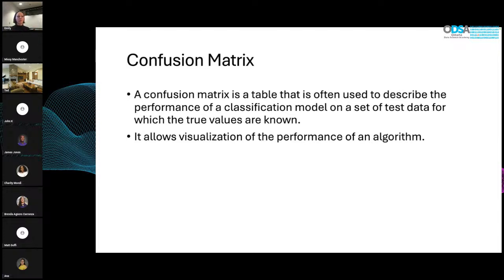So you can't create a confusion matrix if you don't have ground truth values, if you don't have a way of saying, I predicted 1, but in the real world, it was actually 0. So for unsupervised learning, for example, we can't build a confusion matrix. It wouldn't make sense for that. And the intent behind a confusion matrix is it allows us to visualize the performance of an algorithm.